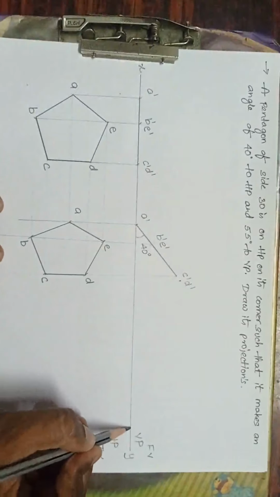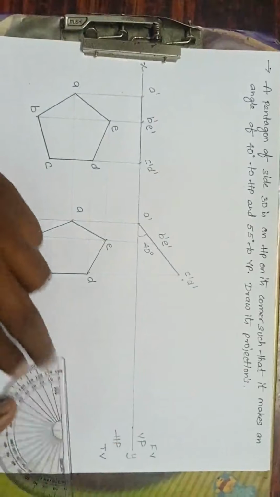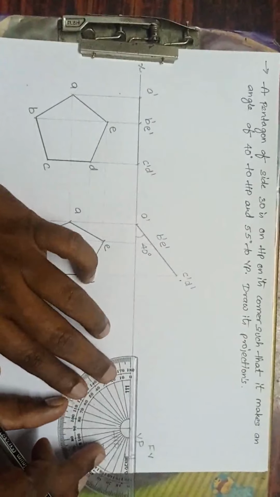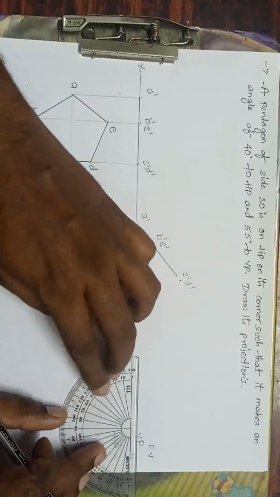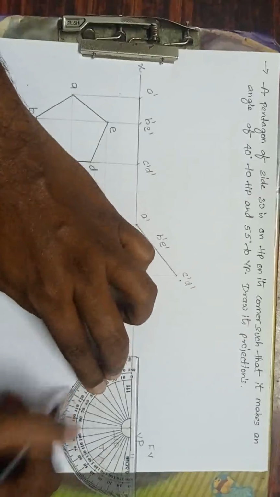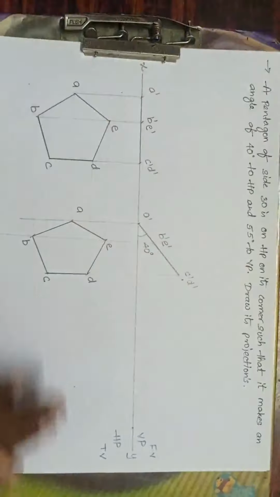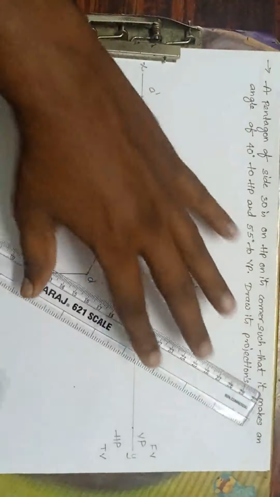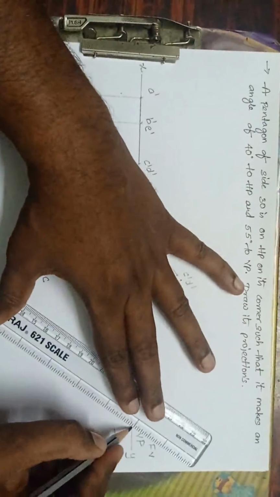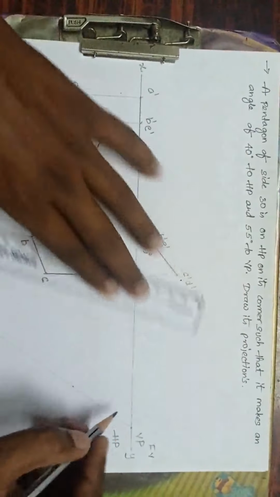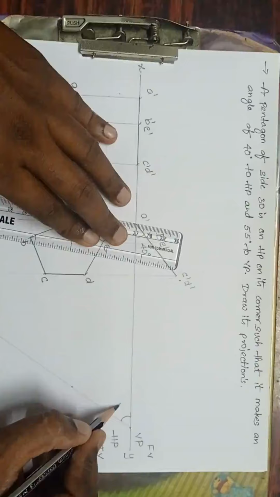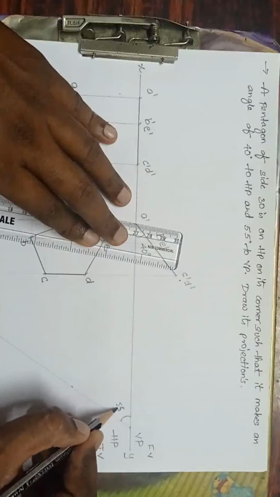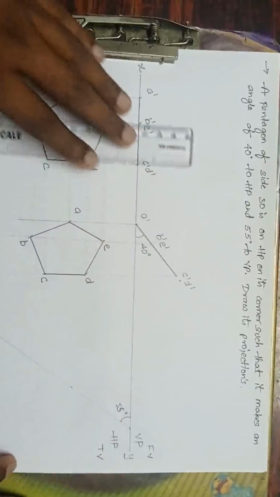Mark any point like this. Take an angle of how much? 55 degrees. See here, I have marked 55 degrees here. Done. Now what to do? Drop the line like this and mark 55 degrees. This is the 55 degrees angle.